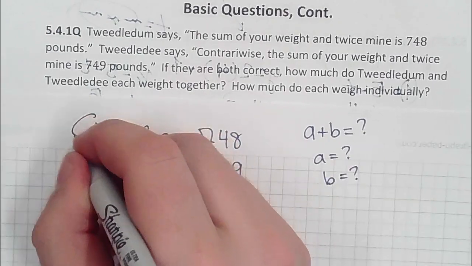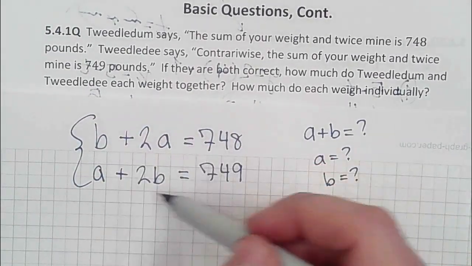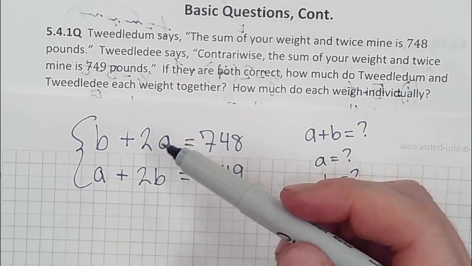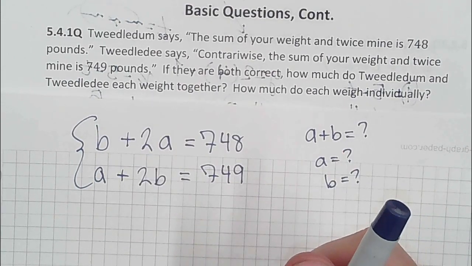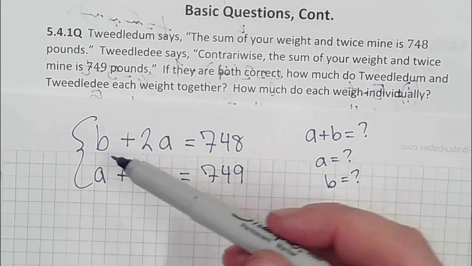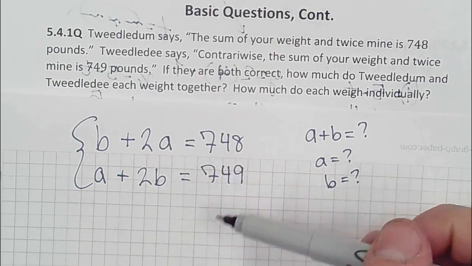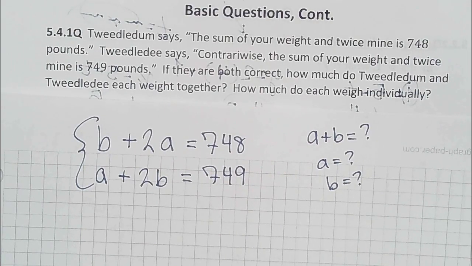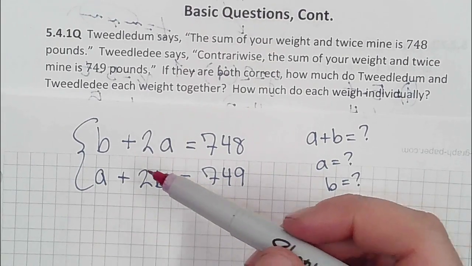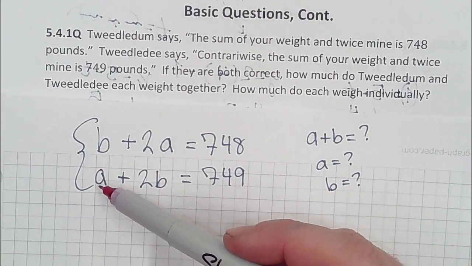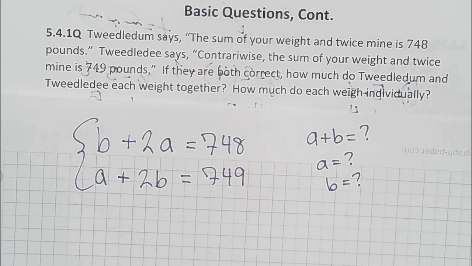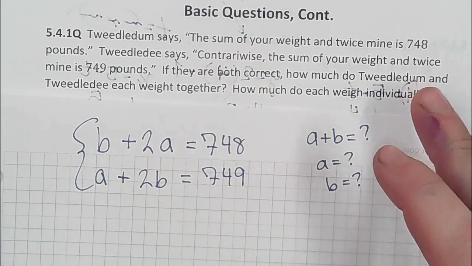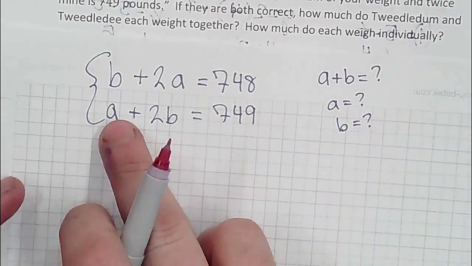Well, this is a linear system, right? We have two patterns. And the question is, what weights for Tweedledee and Tweedledum obey both patterns that they describe, right? One where it's twice your weight plus mine, and one where it's my weight plus twice yours. Well, using elimination or substitution will get us the answer. Right now, if I used elimination by subtracting or adding, nothing would go away, because we'd combine A's and we'd combine B's. I could multiply to make that happen. But instead, I think I'll go back to substitution, because it's been a while. I'll use the bottom equation.